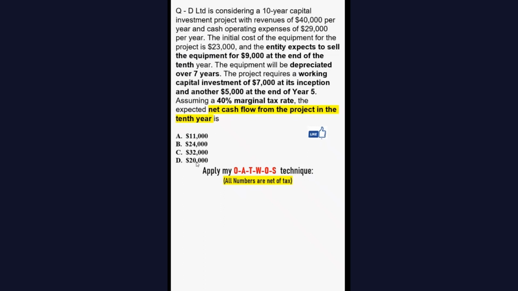So OATS W actually stands for: O is for the outlay, A is the annual net cash flows, revenues and expenses. Then T stands for the tax shield, W is the working capital, and another O is related to any other expenses you might have seen. Other questions, like if there is a marketing expense in a particular year, or if there is an expense to dismantle the project, something like that. And the final one is the S, which is salvage value. So let's have a look at how we can apply OATS W to this question.